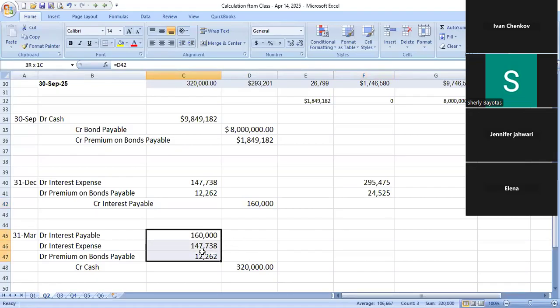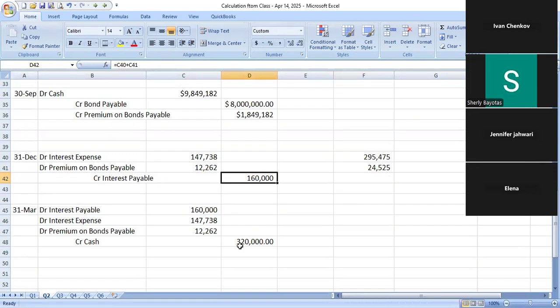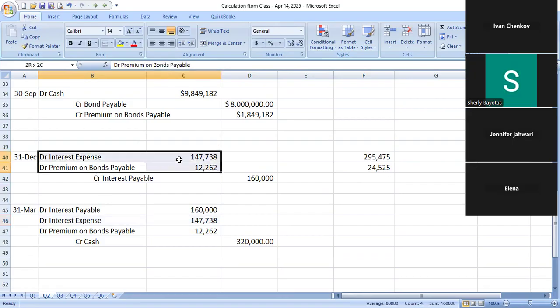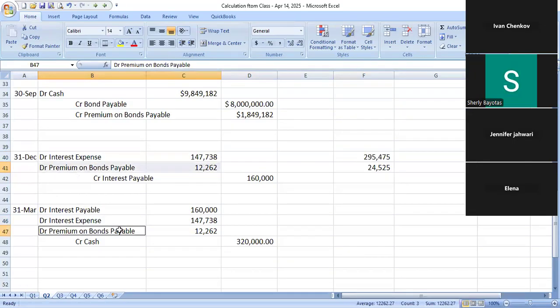Now, are we in balance? That's 320, 320, 160, 160. So the question is, do we have total interest expense from those 2 entries here? This interest expense and this interest expense, do they give us the total of that amount? Obviously, they should. And this bond premium and this bond premium is the total of this amount. With the rounding, it is this amount.